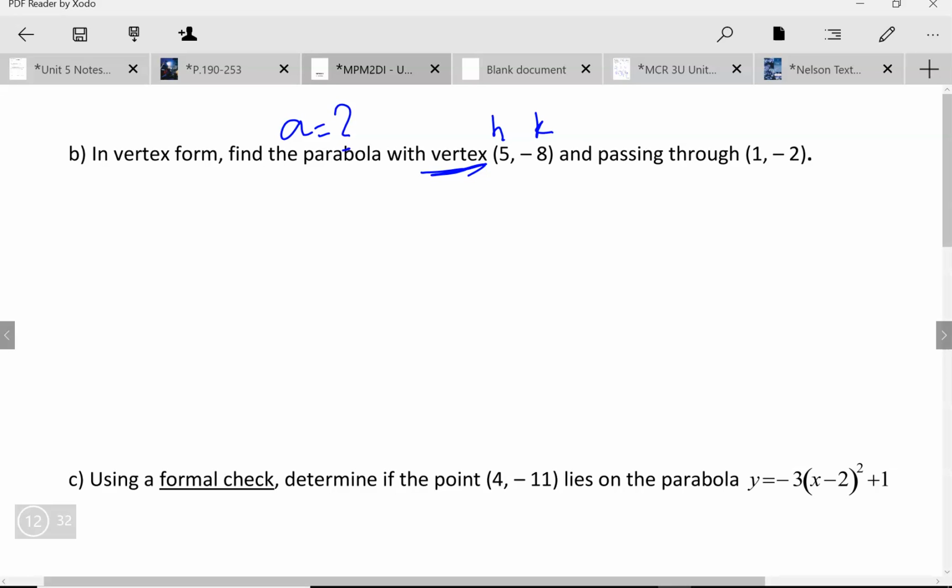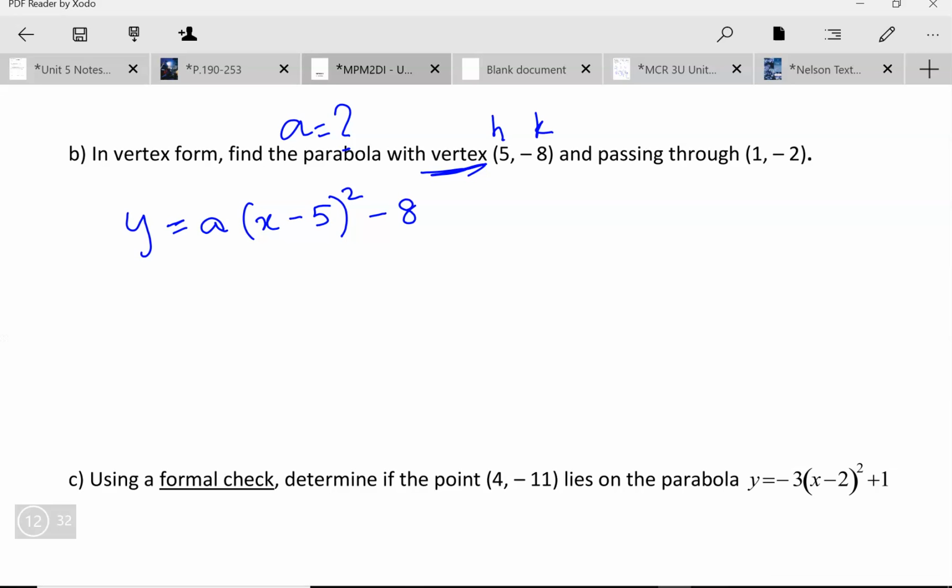So we're going to write our equation as we know it for now. We don't know our a, so we're going to leave that as a. x minus 5 squared plus negative 8. So that's just minus 8. Okay, now we don't know our a value. What we do know is that it passes through the point 1, negative 2.